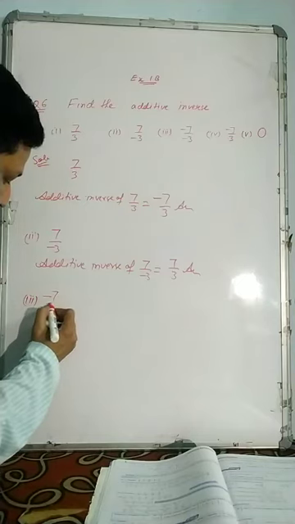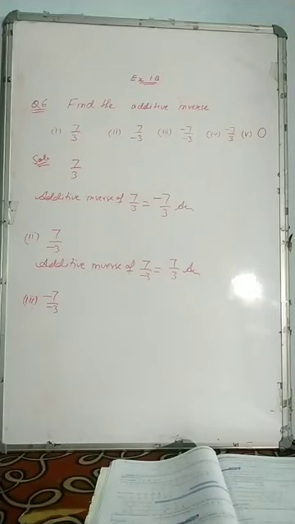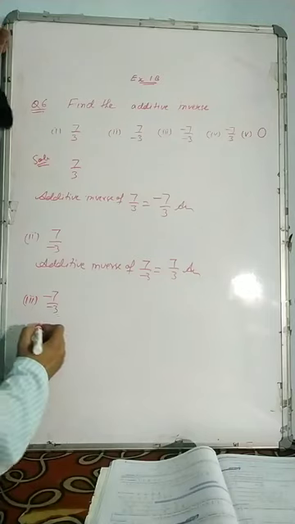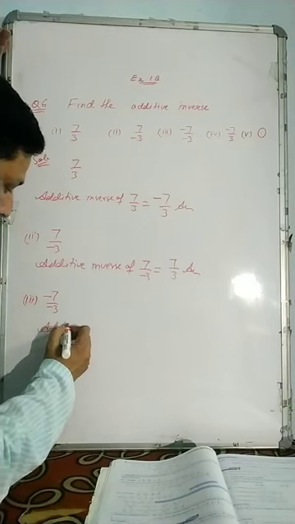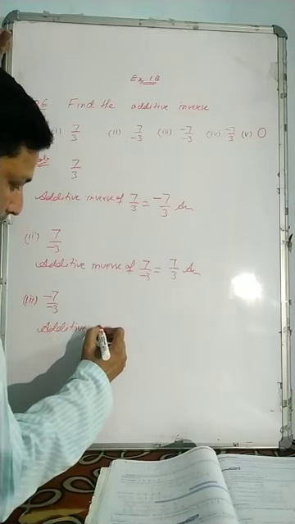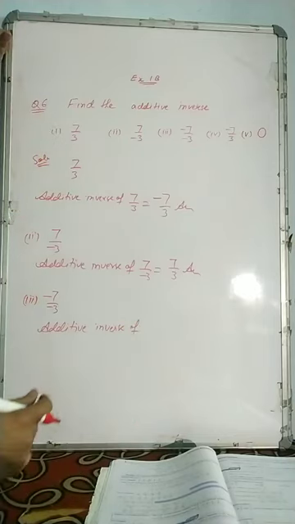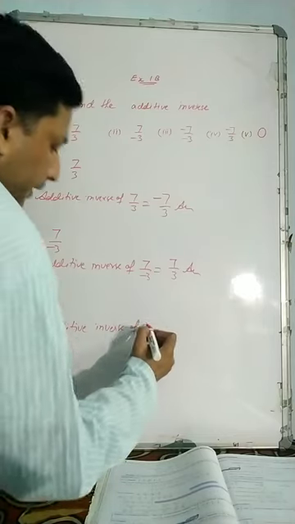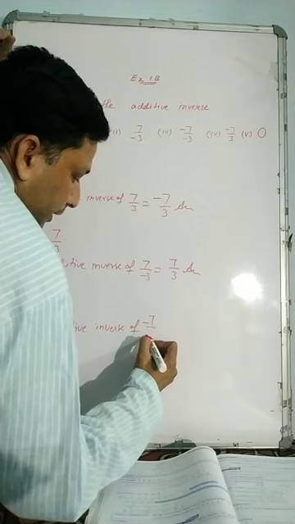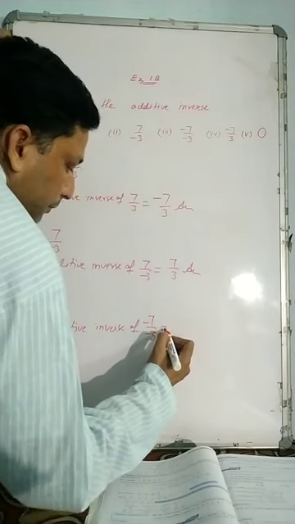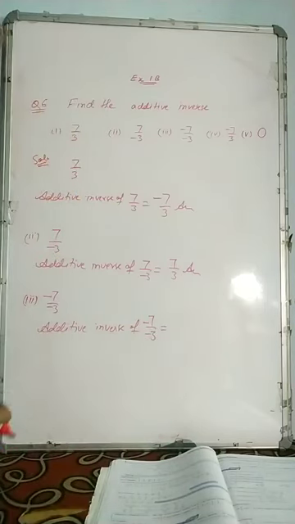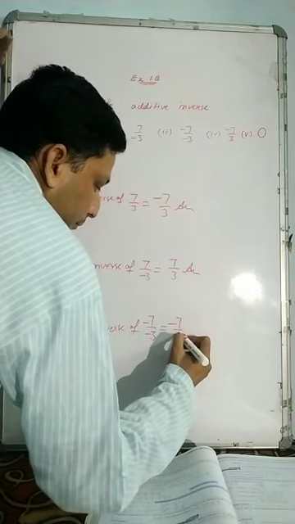minus 7 upon minus 3. Here you can see that both numerator and denominator are negative. It means it is a positive rational number, and about this situation I have taught you in exercise 1a. Whenever you find that both numerator and denominator are negative, it means they are in the positive form. So the answer should be negative, minus 7 upon 3.